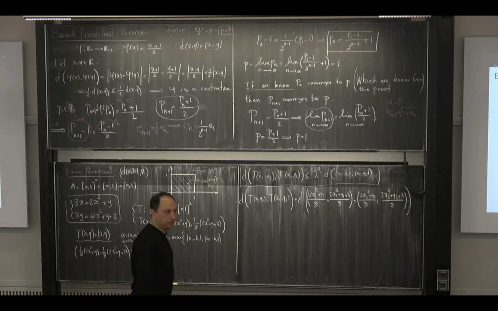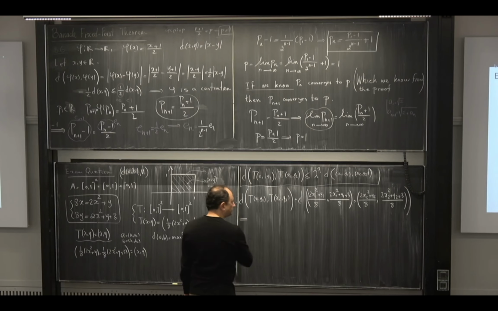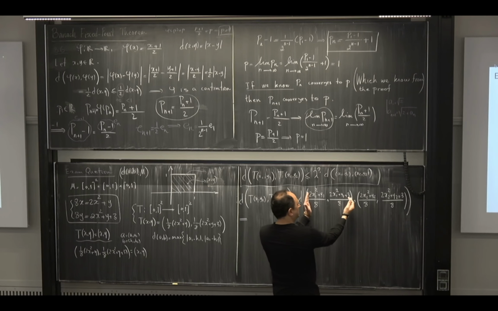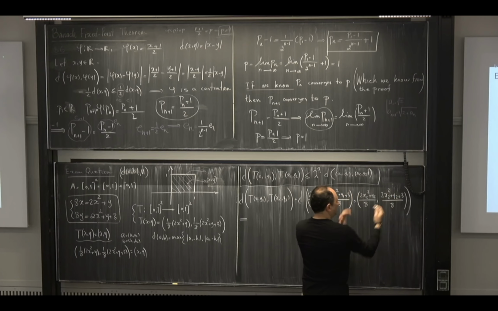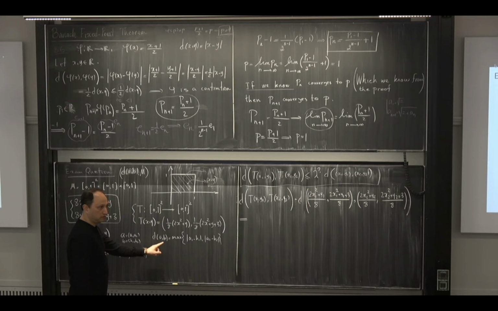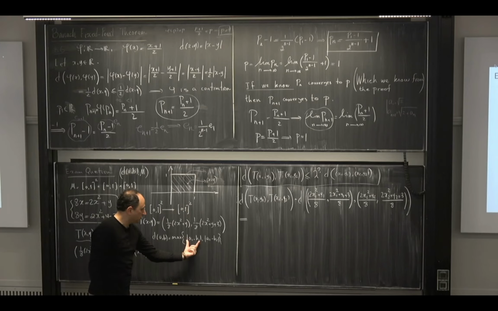Yes, do you agree with me? Okay, but now what should I do? I want to find the distance between this a little bit complicated point and that point. But my distance is the taxicab metric. So for finding the distance between these two points, I have to find the absolute value of the difference between x coordinates and the absolute value of the difference between y coordinates and look at the maximum.